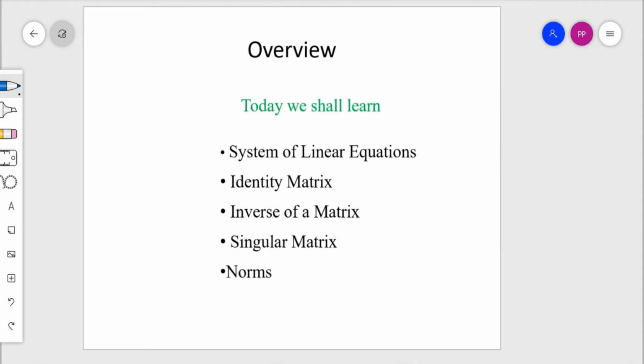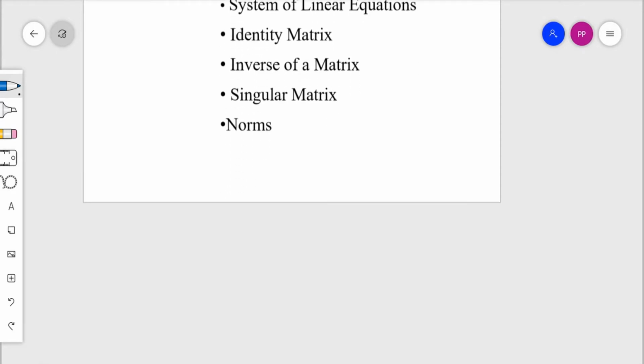The salient points will be the system of linear equations, identity matrix, inverse of a matrix, singular matrix, and norms with certain definitions of the different norms to be applied in our studies. So, without wasting further time, let us start with the system of linear equations.